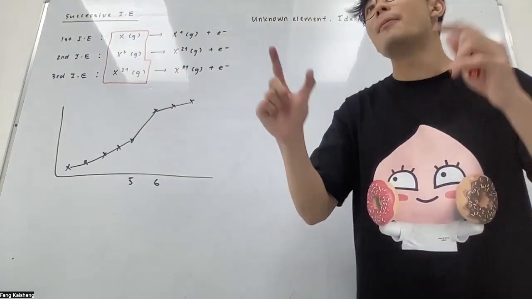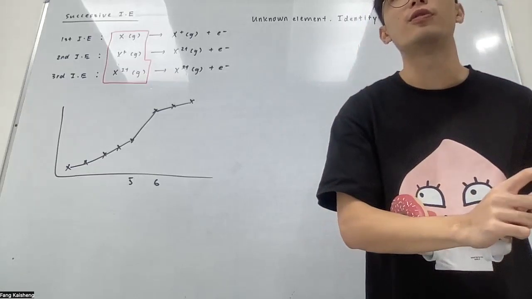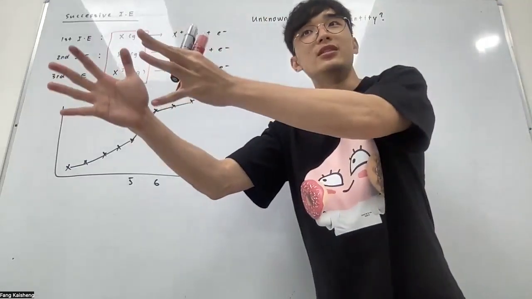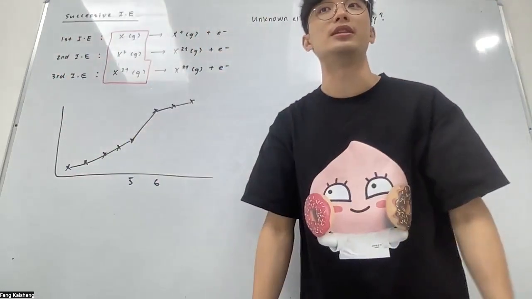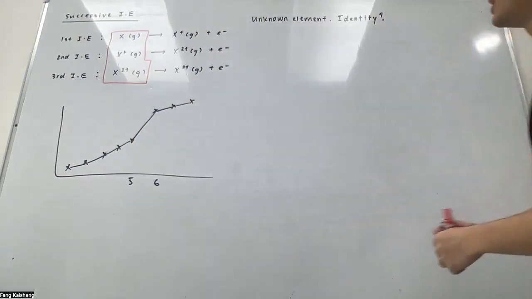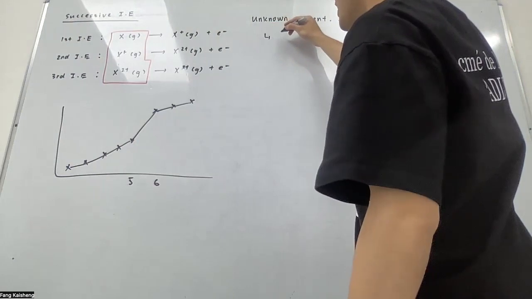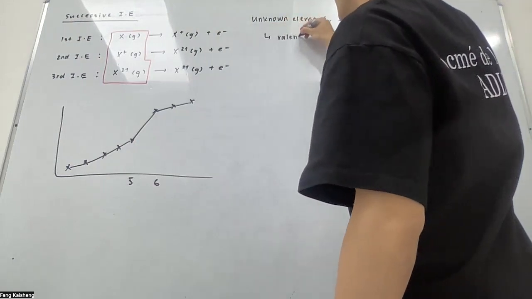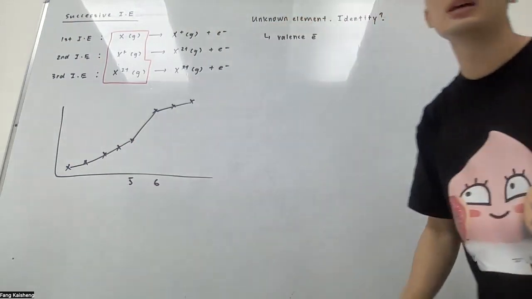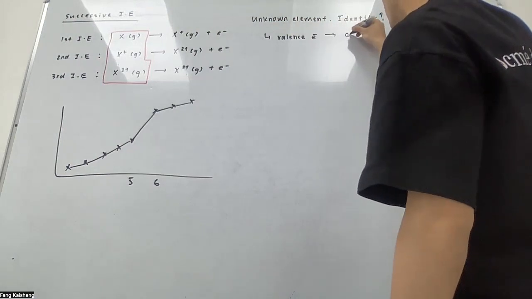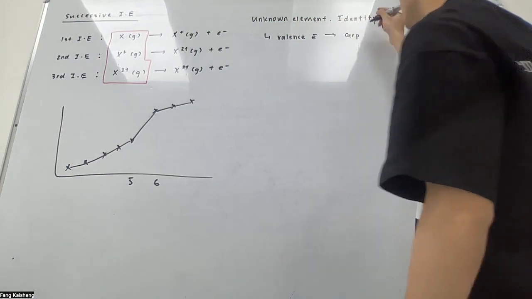If I know how many valence electrons I remove, I know what group it's in, then it narrows down the possibilities. So guys, to determine the identity of an unknown element, I basically have to find out how many valence electrons it has. Because the valence electrons can be tied to the group number, and you can then find its identity.